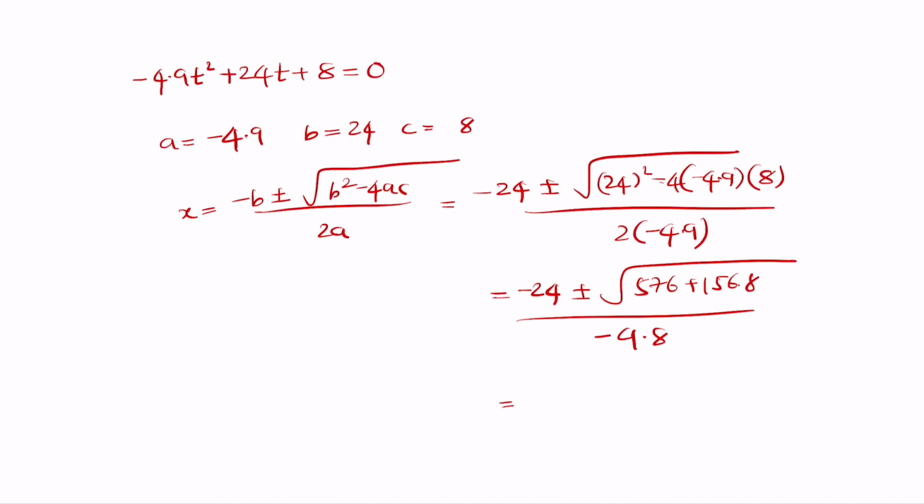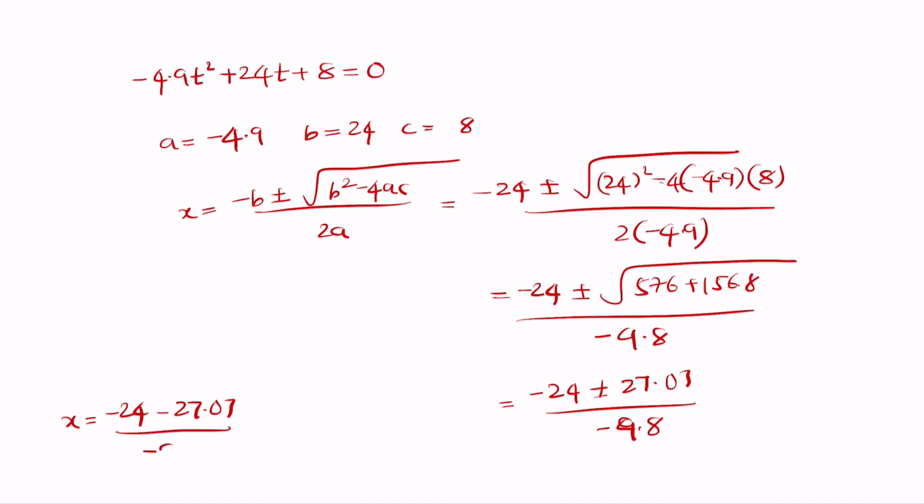You have 576 plus 156.8 and take the square root of that value. So it becomes negative 24 plus or minus 27.07 by negative 9.8. So we can split this into two values. Negative 24 minus 27.07 by negative 9.8, and the other one is x equals negative 24 plus 27.07 by negative 9.8.